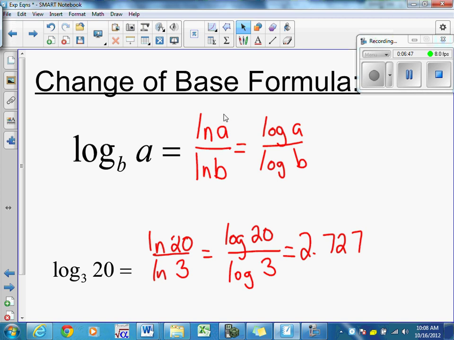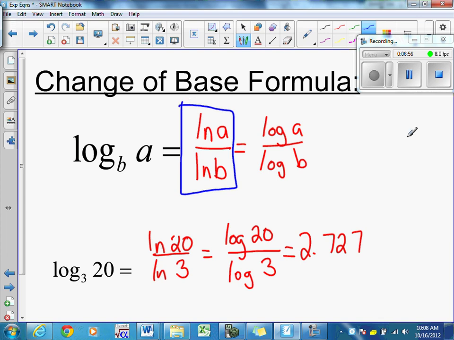So we could use natural log or common log. I will almost always use natural log for one reason, and that is I'm lazy, and ln is just 2 letters. It's quick to write. To write the common log, it's L, O, G. That just takes forever. You know, ln, quick, shorter. So that's why I like ln better.